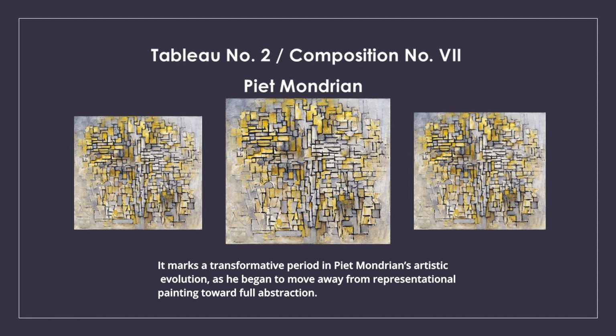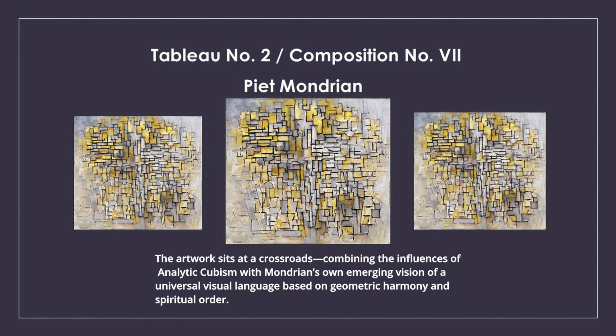It marks a transformative period in Piet Mondrian's artistic evolution, as he began to move away from representational painting toward full abstraction. The artwork sits at a crossroads, combining the influences of analytic cubism with Mondrian's own emerging vision of a universal visual language based on geometric harmony and spiritual order.